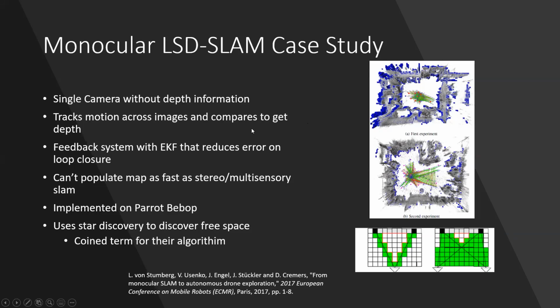Like I was saying, it tracks that motion across images to get this depth, and it uses a feedback system with an extended Kalman filter to reduce error on that loop closure. Because as you'll find, drones are incredibly noisy, lots of vibration. So the extended Kalman filter really helps with minimizing not just drift within the SLAM system, but also sensor fusion type errors. And it can't populate the map as fast as stereo or multi-sensory SLAM, as one might expect, because you don't have that depth calculation and you don't have cameras behind you to do map population on other angles.